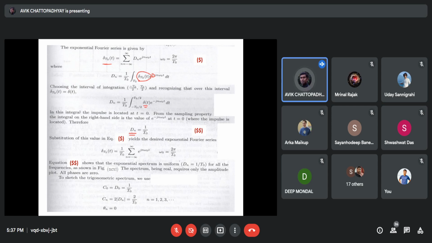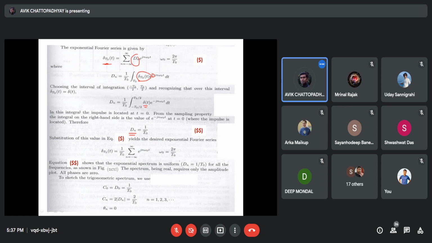Now if you substitute this, we have to represent this now. If you substitute dn here, then that will give you delta t naught t can be written as 1 by t naught, which goes outside the summation sign, and summation of e to the power j n omega naught t, like this simply.